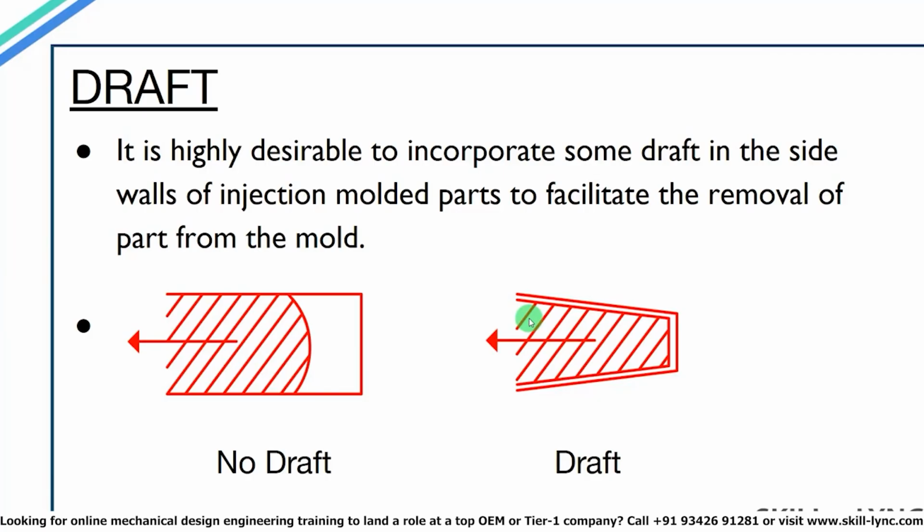If no draft angle is provided, then when we try to remove the material from the mold, the component will scrape the edges of the mold, as you can see in the diagram. This can damage the component and may result in scratches on the component, and in some cases it may also cause breaking or bending of the components. Zero draft angles may also result in vacuum being formed when the material is pulled, and thus more force is required to push the component out of the mold.